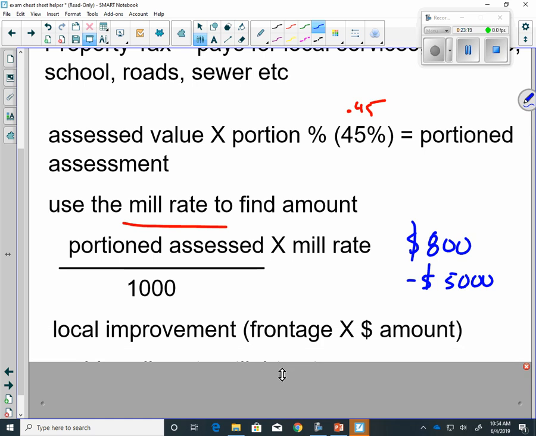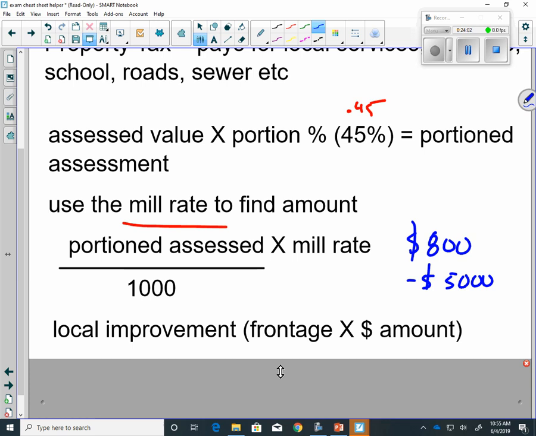Then we talked about what we call local improvement. Maybe they're putting a sidewalk in front of your home, like I had a couple years ago. Maybe they're redoing the boulevard or the streetlights or something. So you take your frontage, which is how wide your lot is in feet, and you multiply by the amount. I have yet to see this on a property tax bill in my lifetime. Have you ever seen this, frontage? No, I'm out of town. Even still. I think this is a holdover from years ago.